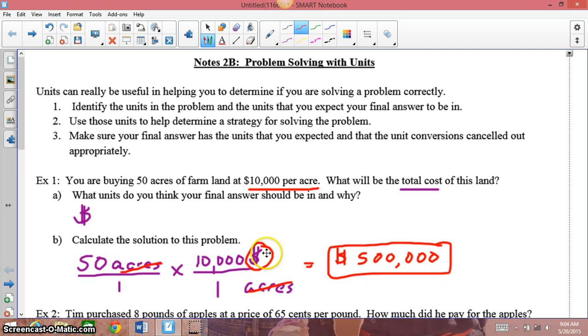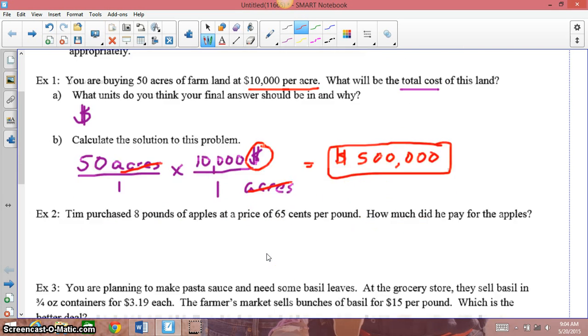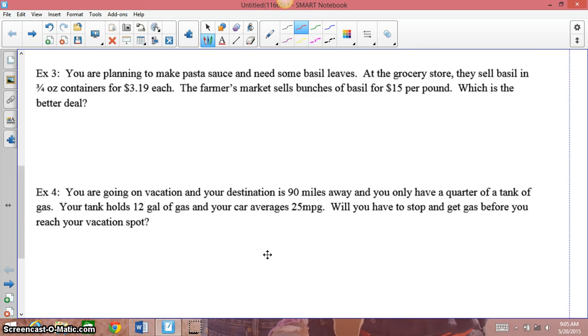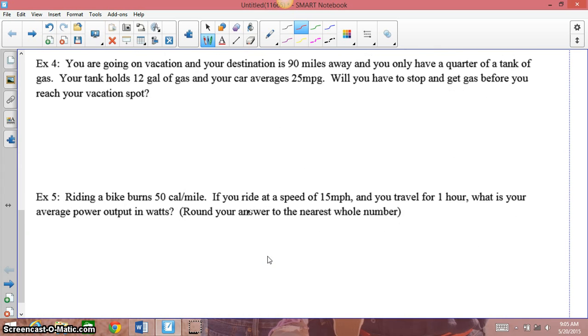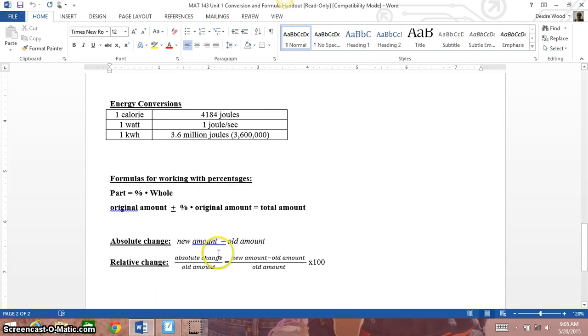All right, examples 2, 3, and 4 are much the same. I'll let you reference the solution key for those. We'll scoot on down, though, to number 5. It's a little different. You'll want to reference on your formula sheet the energy conversion. So you can see a calorie to joule, a watt to a joule per second, and then a kilowatt hour is 3.6 million joules. So we'll be using that part of our conversion sheet at the moment.